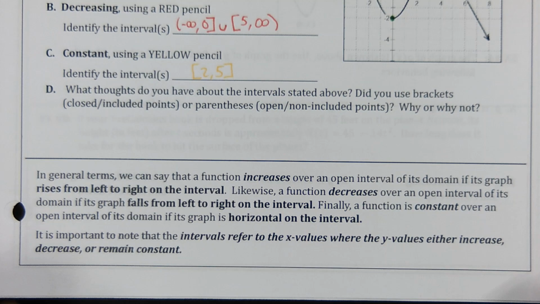So in general terms, we could say that a function increases over an open interval of its domain if its graph rises from left to right, decreases if the graph falls from left to right, and is constant if it's horizontal. It is important to note that the intervals refer to only the x values when the y values are increasing, decreasing, or constant. We use our x values to say where things are occurring. Okay?